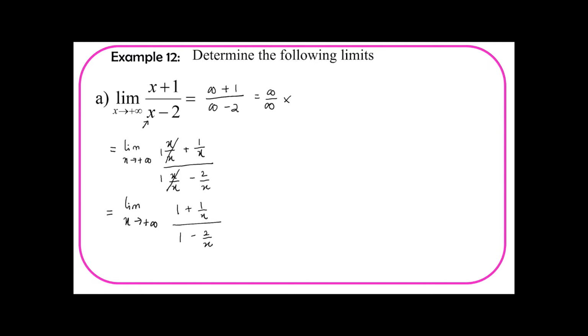Now, once again, try to substitute your limit value into your function. So this would be equal to 1 plus 1 over infinity divided by 1 minus 2 over infinity. In the previous lesson, you already learned that if we have a constant divided by infinity, we can simplify this as 0. So our final answer here will be 1.